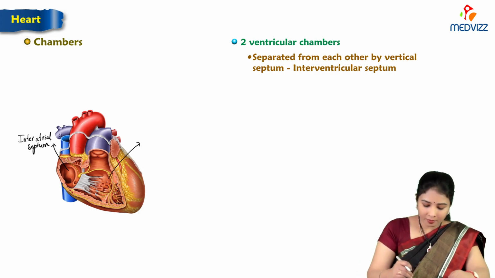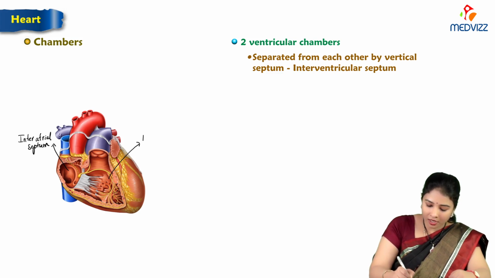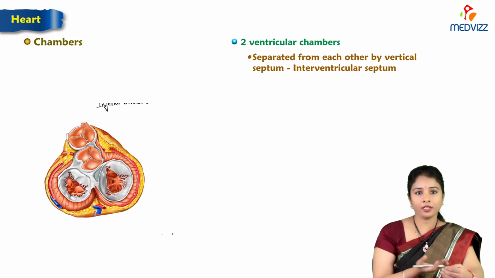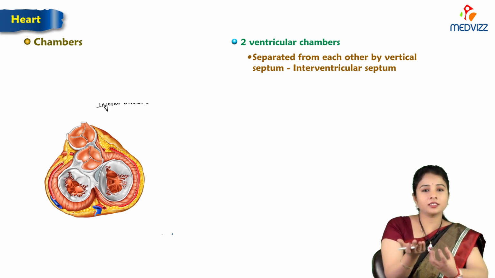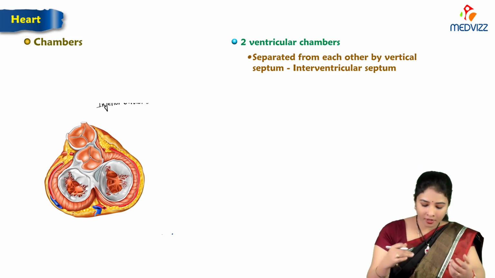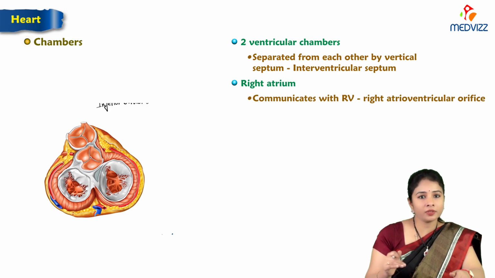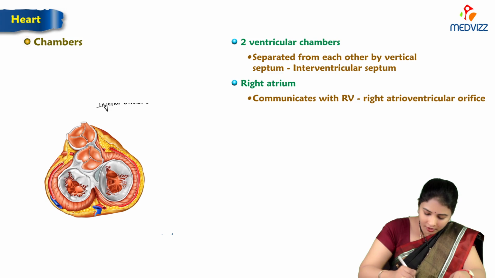Here we can see the septum which separates the right ventricle from the left ventricle, the interventricular septum. So here the section is taken at the atrium. The heart is dissected in a cross section at the level of the atrium, where we can see the right and left atrioventricular orifices. The right atrium communicates with the right ventricle through the right atrioventricular orifice.